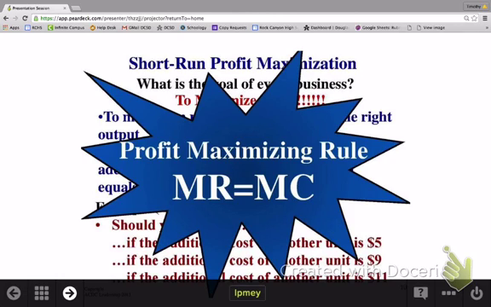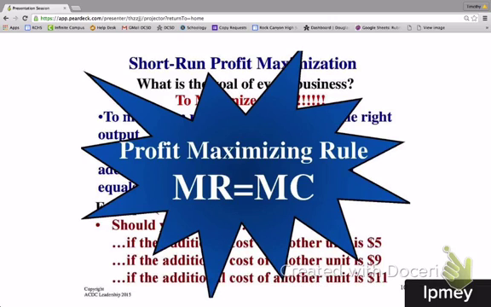So here is the profit maximizing rule. And it's emphasized here because this is a rule that will apply for perfect competition, for monopoly, for oligopoly, and for monopolistic competition when we look at those market structures. So this is a rule that you absolutely must memorize, understand, and know how to use. The profit maximizing rule is where marginal revenue is equal to marginal cost. That's the quantity of output that a firm should produce to maximize its profits.